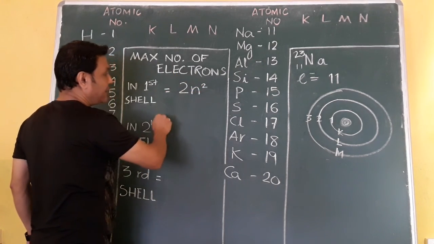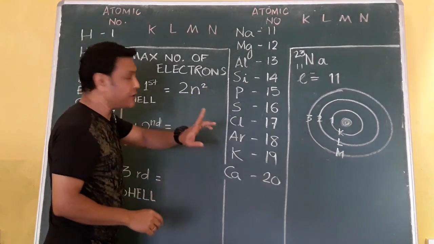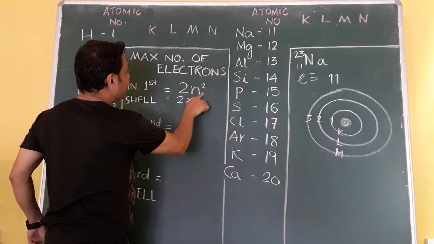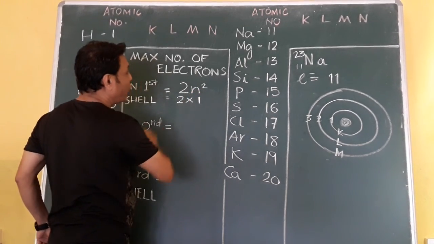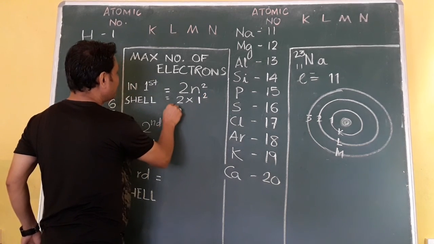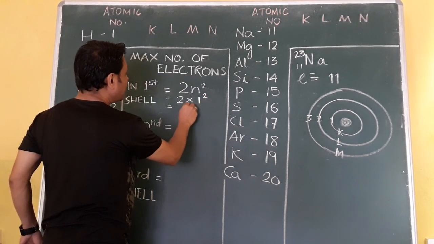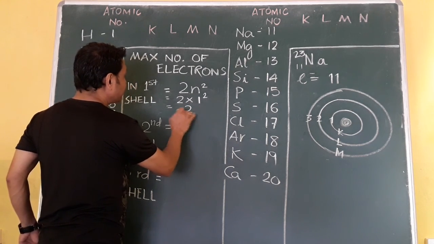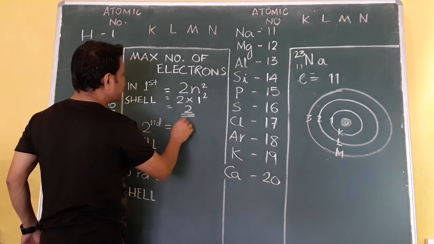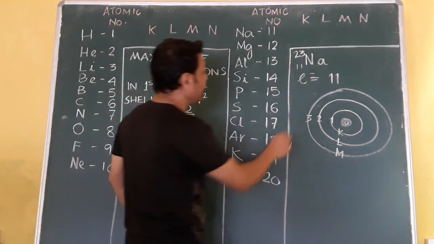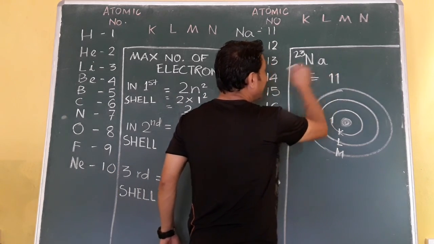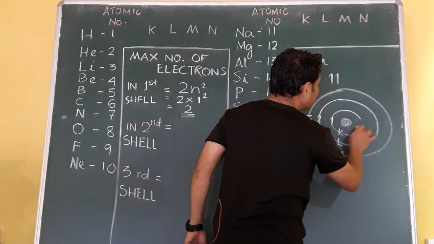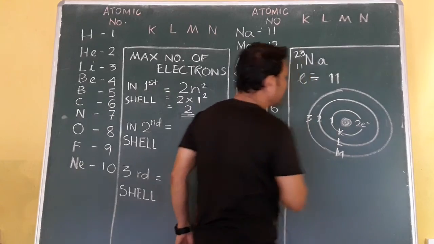N represents the shell. If it is the first shell or the K shell, we write 2 into 1 squared, which is equal to 2. 1 squared is 1, 2 ones are 2. So the maximum number of electrons an atom can have in the first shell is 2. Out of 11 electrons in an atom of sodium, we have 2 electrons in the first shell.